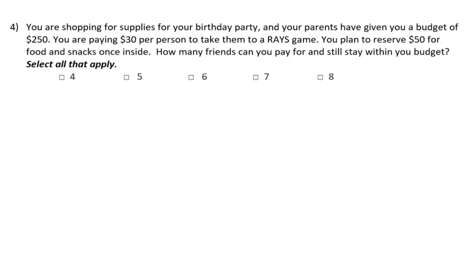All right, our last one here. You were shopping for supplies for your birthday party. Your parents have given you a budget of $250. You're paying $30 per person. Okay, so automatically $30 per person makes me think of a rate. So I'm going to be like, all right, $30 per person. So I'll be like 30p, p representing per person or persons.